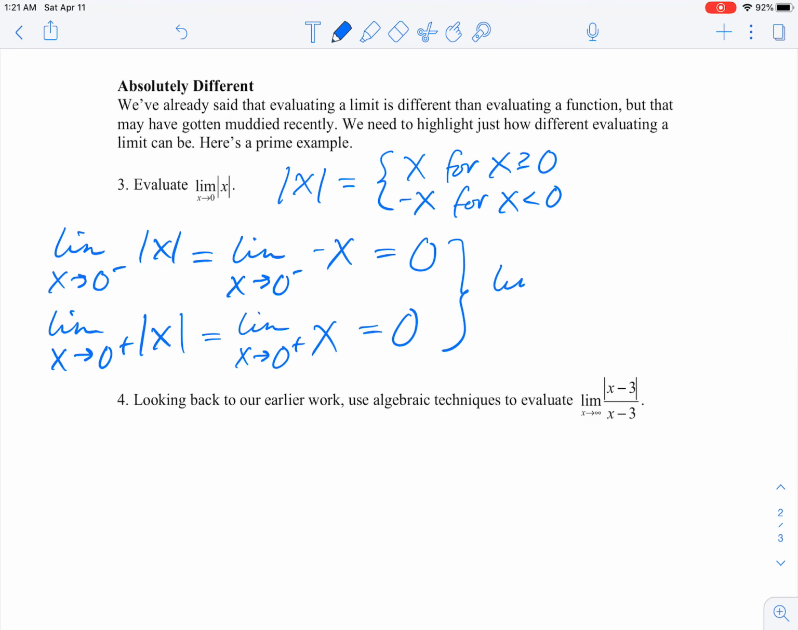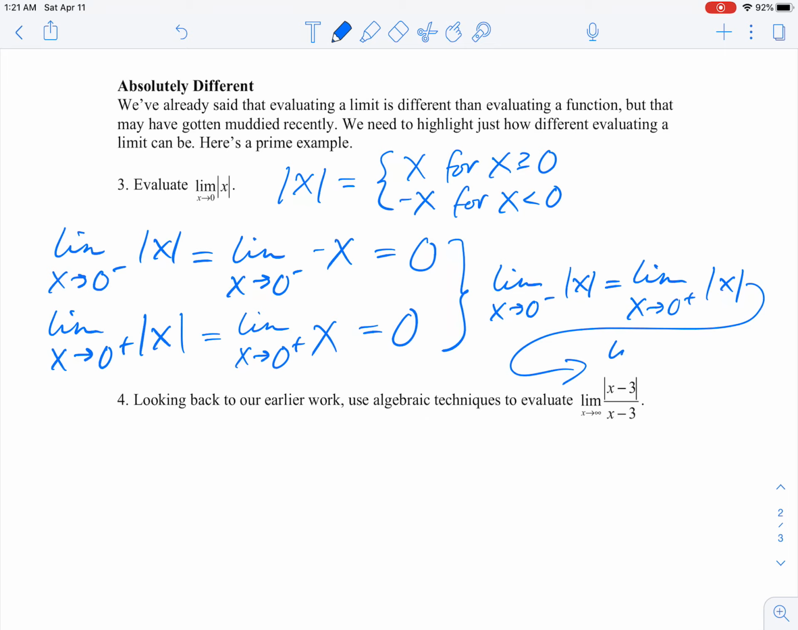Since the limit as x approaches 0 from the left of the absolute value of x equals the limit as x approaches 0 from the right of the absolute value of x, we can say that the limit as x approaches 0 in general is, in fact, equal to 0.